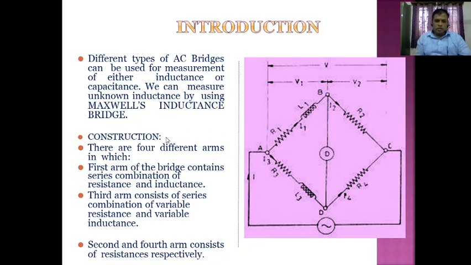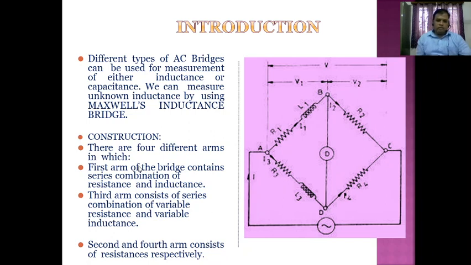There are 4 different arms in which the first arm of the bridge contains a series combination of resistance and inductance, and the third arm consists of a series combination of variable resistance and variable inductance. So you can see the first arm contains a series combination of resistance and inductance, and this is the third arm, this is the first arm. Because here the current flowing is I3 and the current flowing here is I1, we represent this AB as the first arm, and this is the second arm BC, and CD as the third arm, this as the fourth arm.